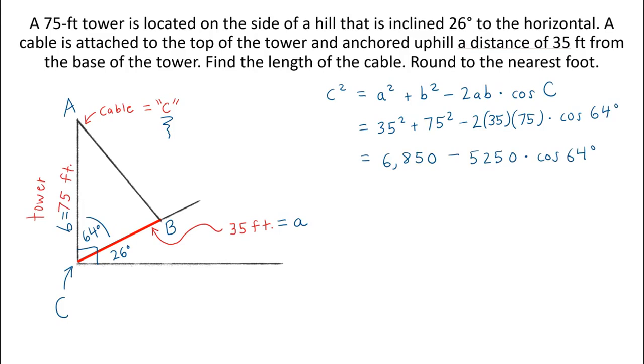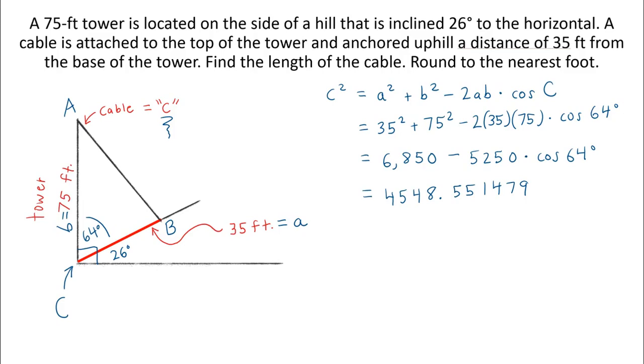35 squared plus 75 squared is 6,850. And minus 2 times 35 times 75 is minus 5,250. And we still have times cosine of 64. And a little bit of calculator work tells us that the result of 6850 minus 5250 times the cosine of 64 is 4548.551479. Now I'm taking this out to as many decimal places as possible so that my result is as accurate as possible. Now this is c squared.